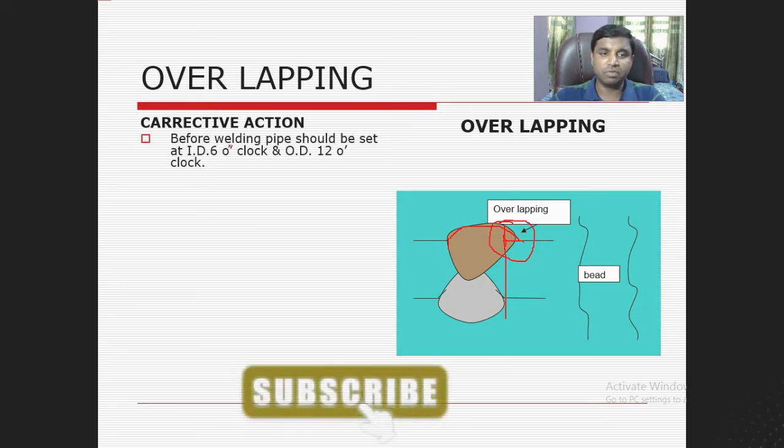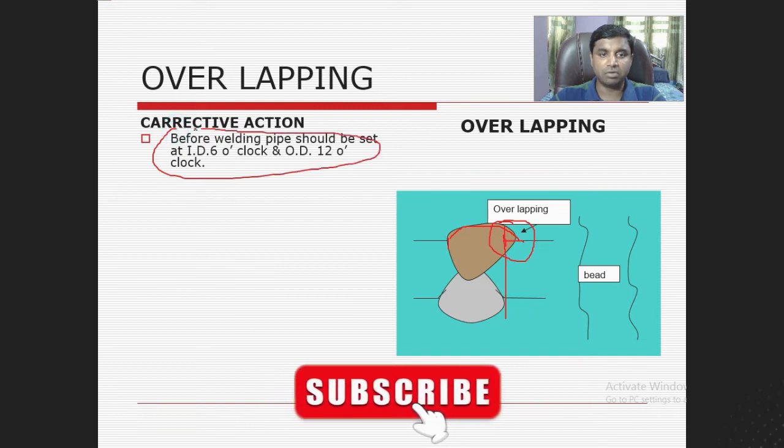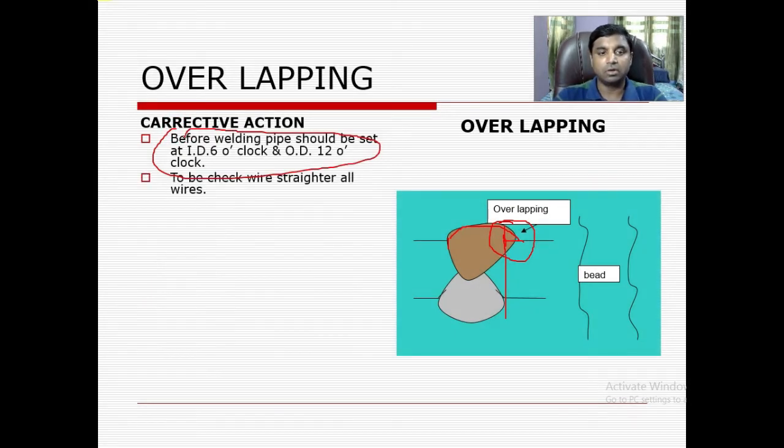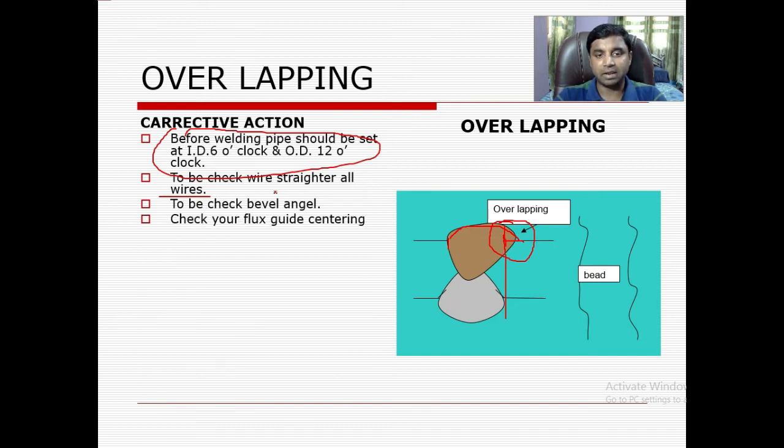Before welding, the pipe should be set. This is very important: the ID should be at 6 o'clock and the OD at 12 o'clock position. Check that the wire is straight; all wires should be checked in straight condition. As per the WPS, the wire distance and the stick out distance should be the same as per the WPS. The bevel angle should be checked. Check your flux guide centering, because after the electrode there is the flux, so the flux guide centering should be in the accurate position.